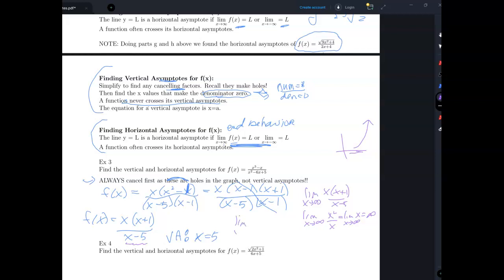And then if I check what's happening going to negative infinity, I'd get the same thing. I'd get x squared over x. And so the limit as x goes to negative infinity of x is negative infinity. So end behavior means way out here, it's just going down forever. So there's no horizontal asymptotes.